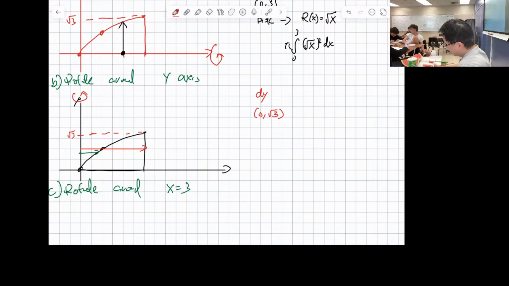We also know it's a washer because we see there are two lines, and we need to figure out what they are. So we're going to write down what R of y and r of y are. What is the big R of y and what is the small r of y here? Hayden? Big R of y is square root 3 and little r of y is 0.